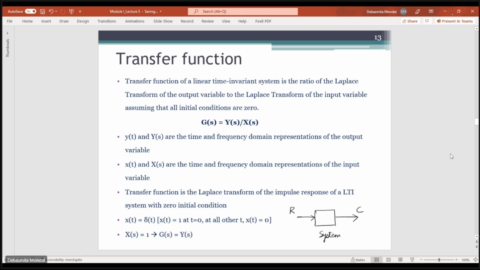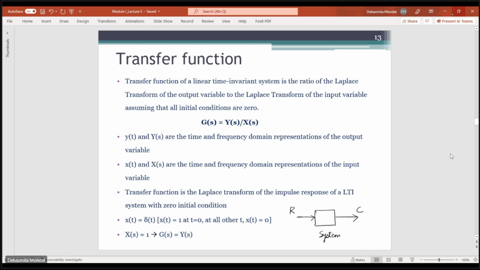And the second way of representing or modeling a system was, if you remember, based on a transfer function model. So first of all, the transfer function can be applied only for a linear time invariant system. Okay, so if you have a linear time invariant, LTI, system, then the transfer function is defined as the ratio of the Laplace transform of the output variable to the Laplace transform of the input variable under the assumption that all the initial conditions are 0.